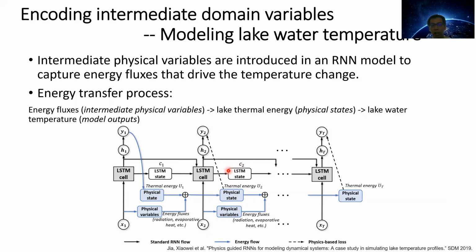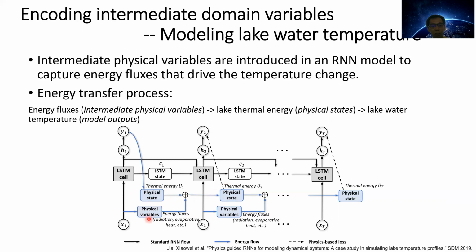But the difference is that these physical states have some real-world interpretation. That means they correspond to some real physical variables. In our lake temperature modeling example, these physical states represent the lake thermal energy at every time step. The physical state at each time step can be calculated by combining the physical state at the previous time step and some intermediate physical variables.